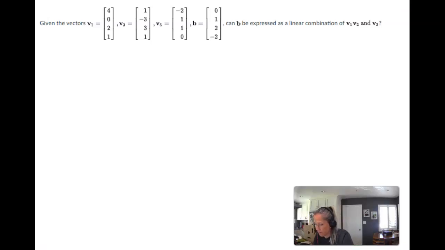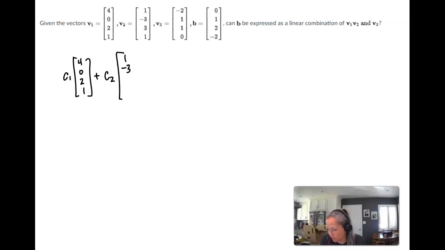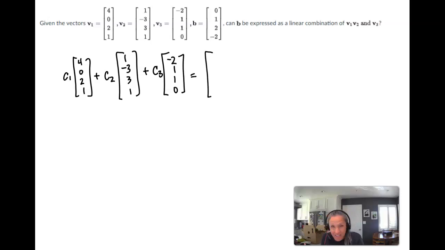All right, so if we're trying to figure out if B can be expressed as a linear combination of those three given vectors, we are able to set this up as a vector equation if we'd like. Essentially, we're looking for some scalar multiple of that V1, 4, 0, 2, 1, added with some scalar multiple of our V2, and a scalar multiple of our V3. And we want to figure out if there are actually three scalars that would make this true, where I can add all of these and end up with that column vector B, 0, 1, 2, negative 2.